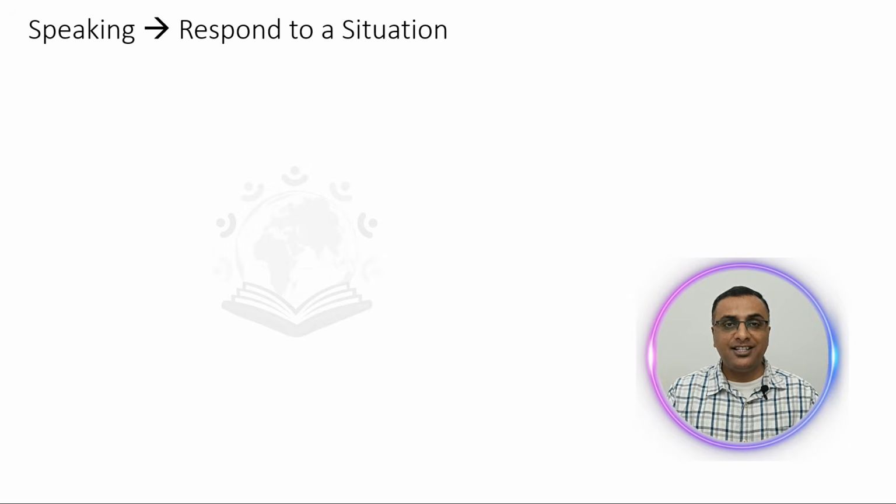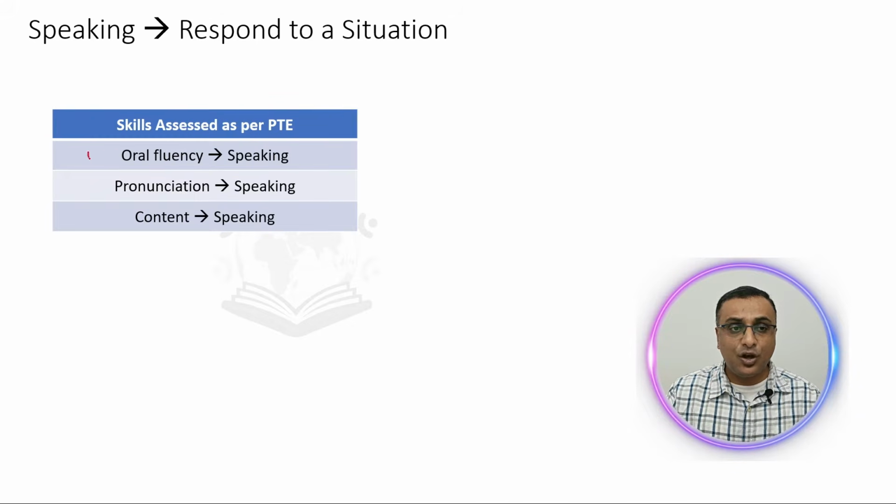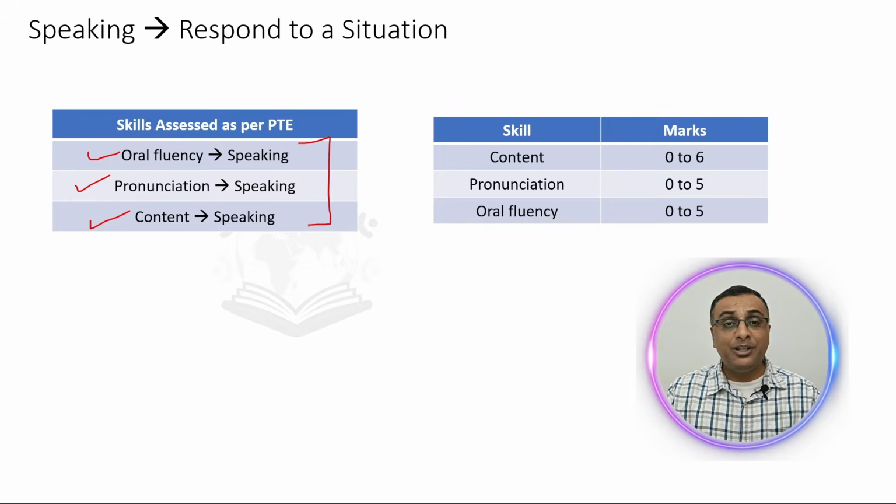Moving ahead, let's understand the skills that PTE will assess you for respond to a situation question. PTE will assess your oral fluency, pronunciation, and content for your speaking module only. Next, how many marks would you get for each skill? Content, you will get about 0 to 6 marks. Oral fluency and pronunciation, you will get approximately 0 to 5 marks.